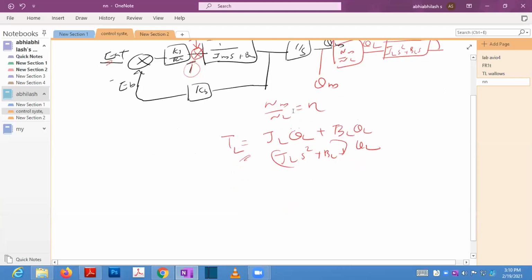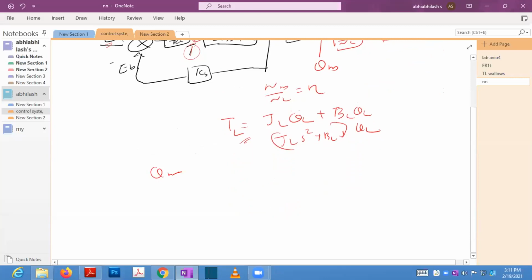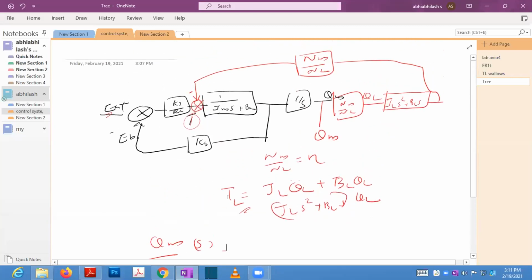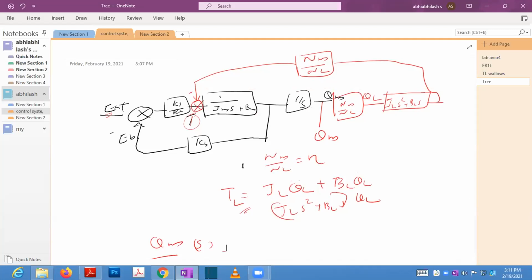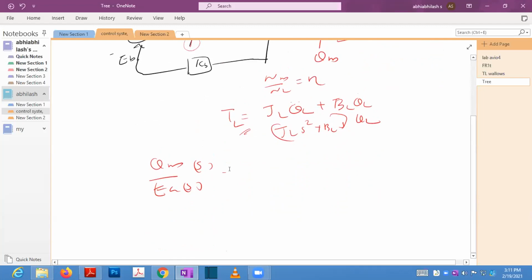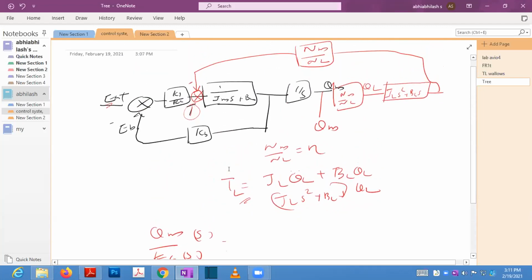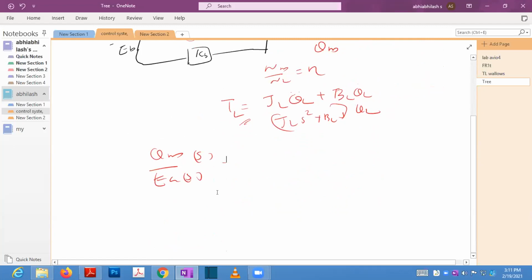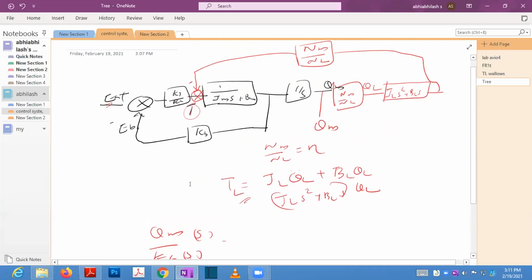So now you have to derive a transfer function between theta M to EA of S. These things you can do by block diagram reduction, or if you want, you can do it using Mason's gain formula. Whichever is your comfort level, you do it. For me, it is easy to do it with Mason's gain formula. You have studied Mason's gain formula, na? Yes, sir. So convert these things into a signal flow graph.